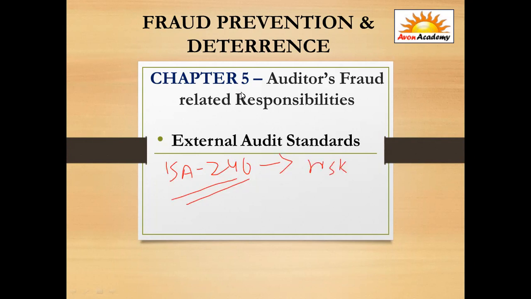What kind of risk? Risk of material misstatement due to fraud, including management fraud. Here we are talking about the attitude of professional skepticism, notwithstanding the auditor's past experience: a questioning mind and critical assessment of the audit evidence. Then the error or the fraud.